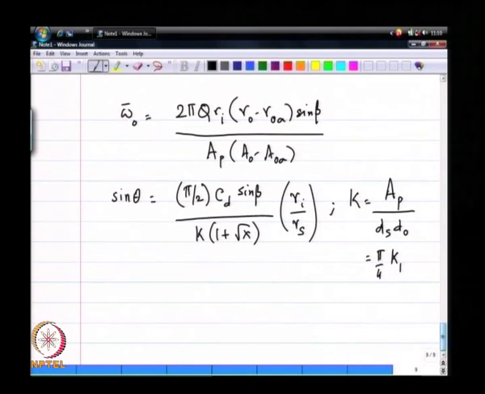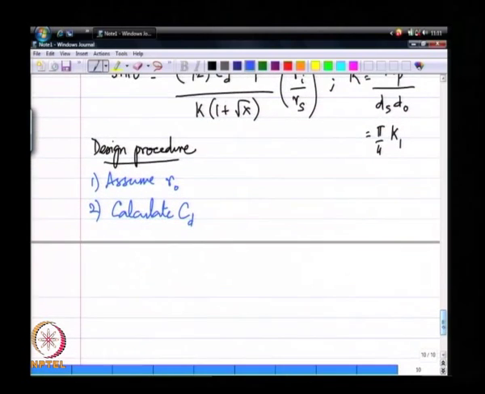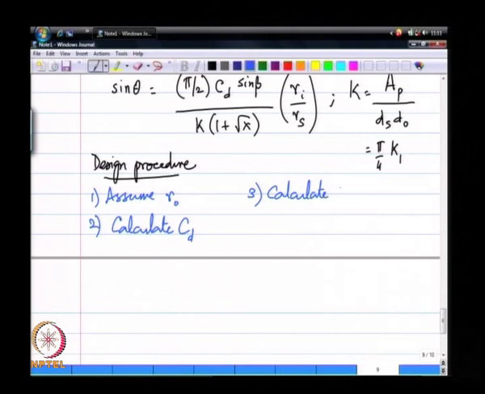Okay, so let us quickly recap and write down the design procedure. First calculate CD. So the first step starts by assuming R0. And then you calculate CD, and from the calculated CD, you calculate X, and then from there you can calculate K and K1.